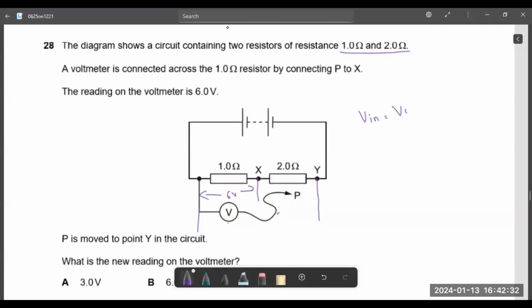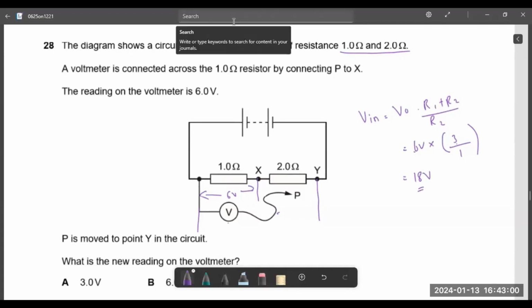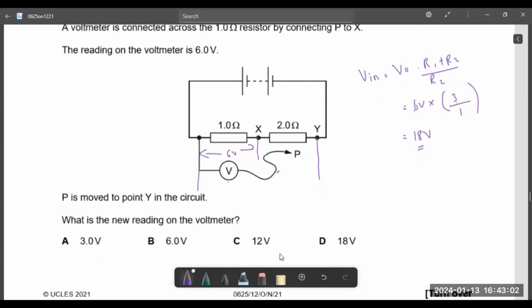That is V input we need to find. V input is equal to V out into R1 plus R2 by R2. Here the V out, that is V2, is 6 volt into R1 plus R2, which is 1 plus 2, 3, by R2, here it is 1 ohm. So 6 into 3 that is 18 volt. So the new reading will be 18. That is option B.